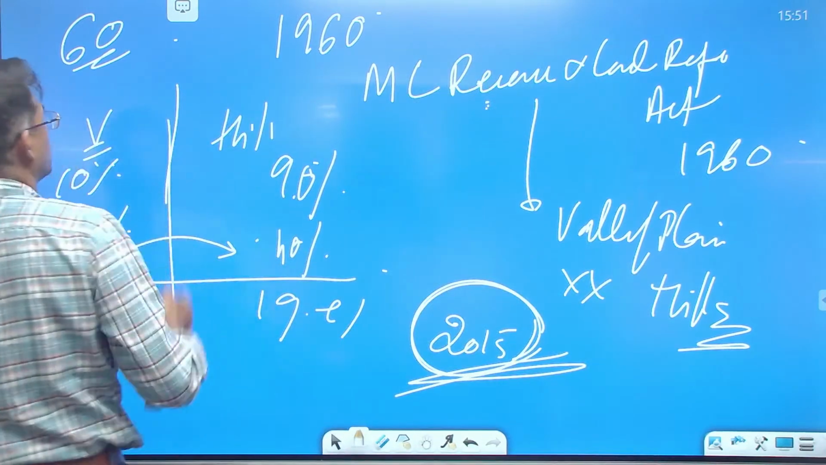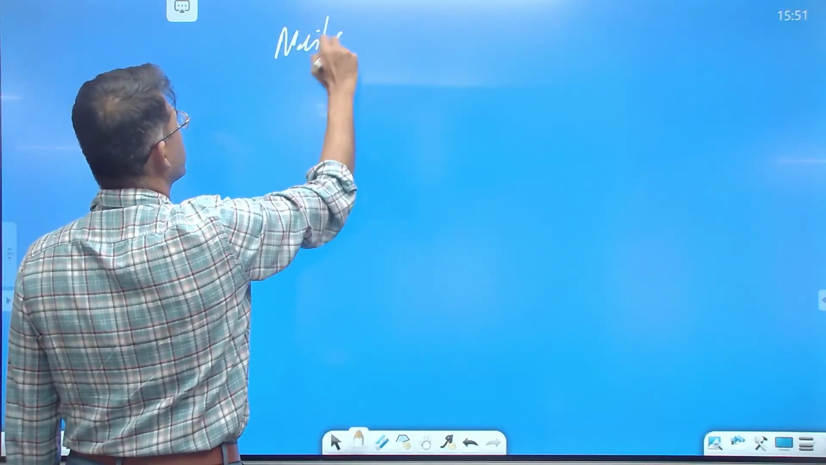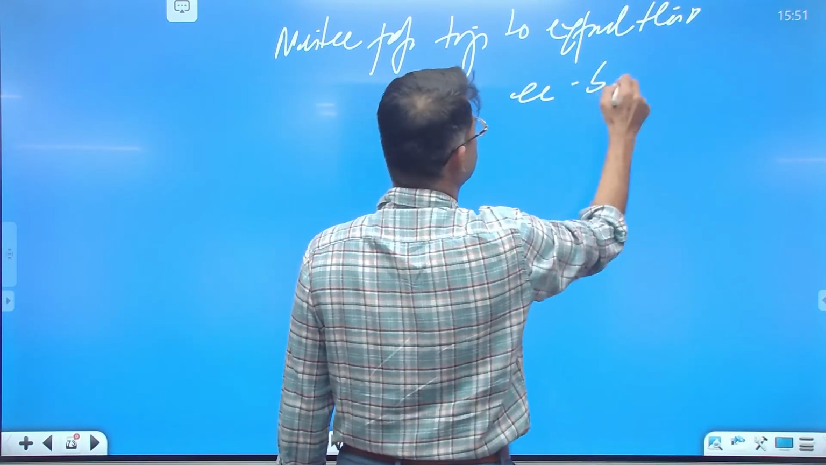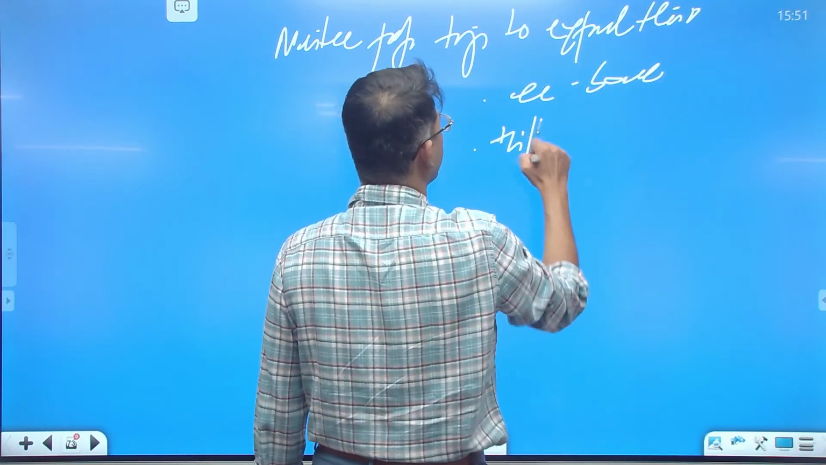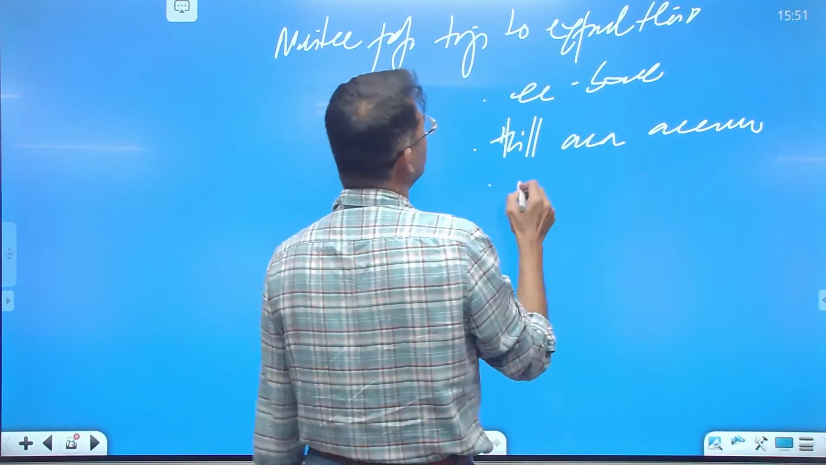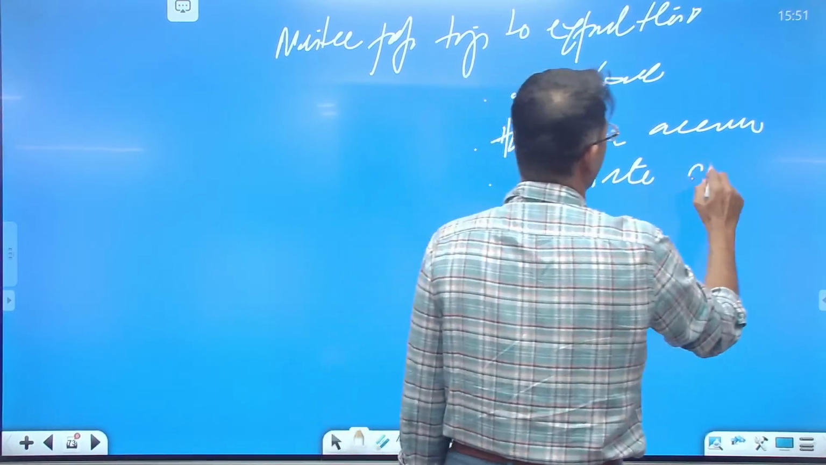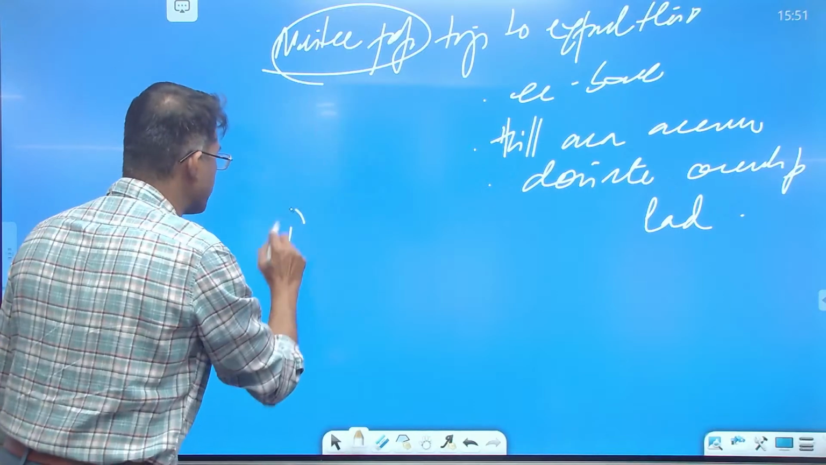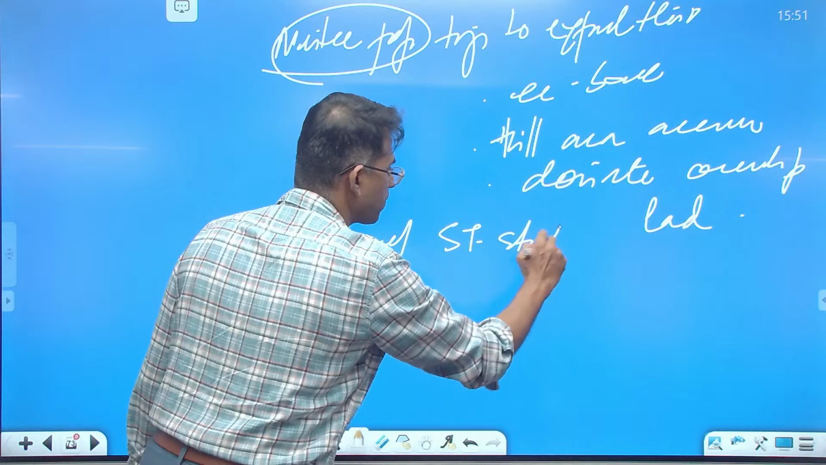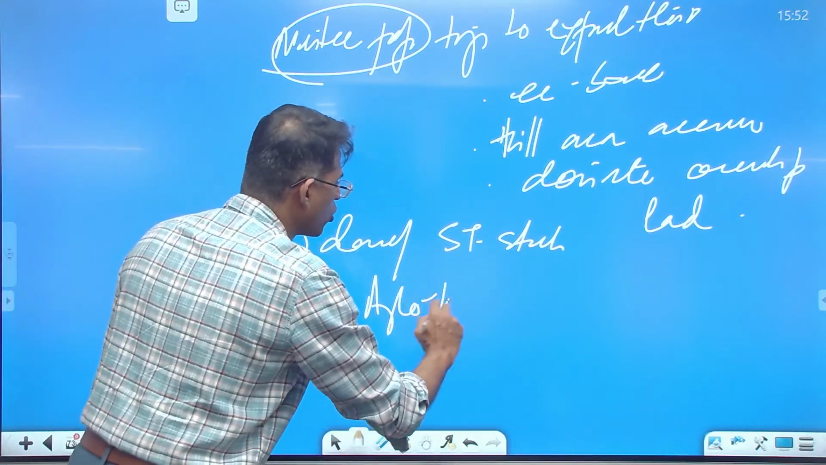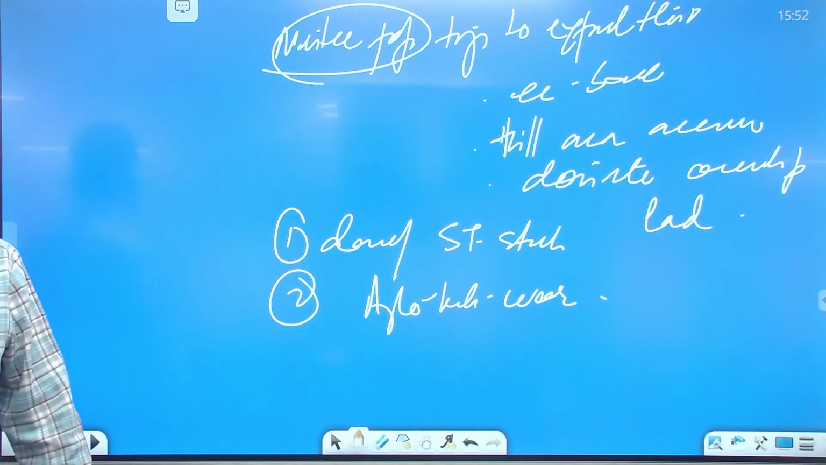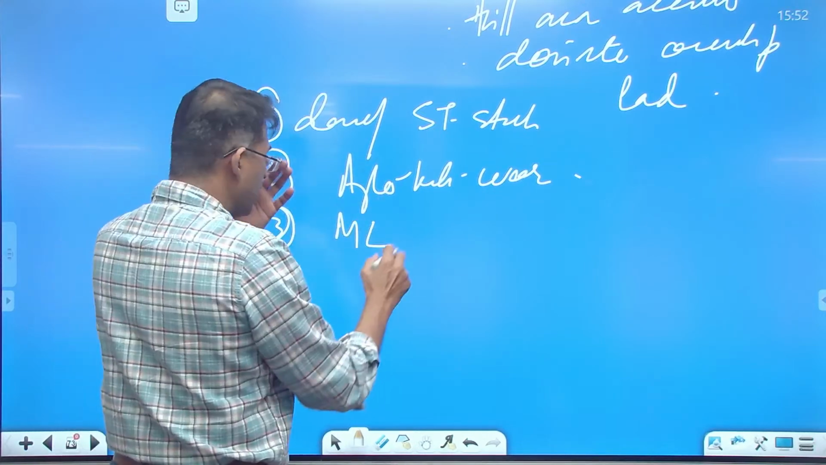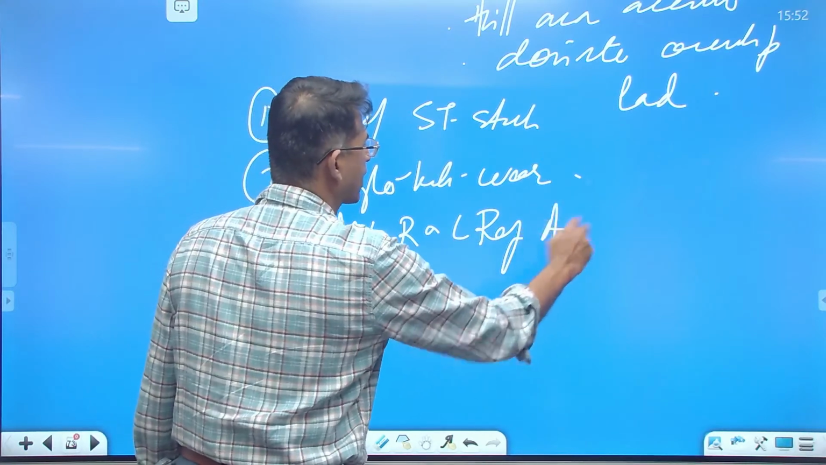Okay? So if you look at the issue, essentially the Meitei population is trying to expand their economic base. They are trying to expand their access to hill areas. They are trying to maybe dominate ownership of the land of Manipur. And to do this, what the Meiteis are doing is, number one, they are demanding scheduled tribe status. Number two, they are challenging the Anglo-Kuki war as a war of freedom. Number three, they are trying to reform and amend the Manipur Land Revenue and Land Reforms Act 1960.